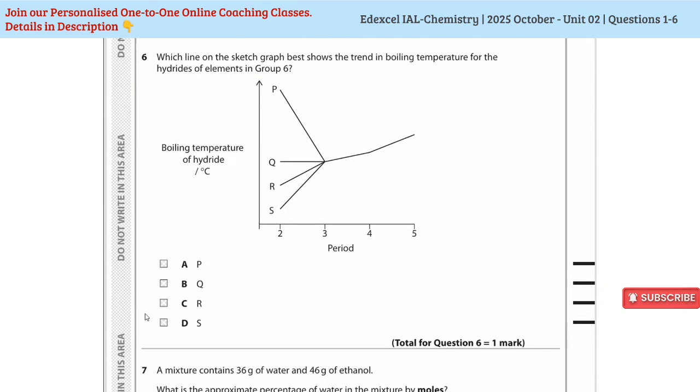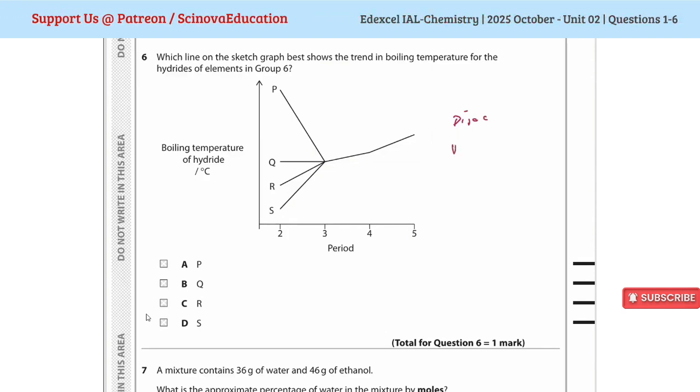Question 6. Which line on the sketch graph best shows the trend in boiling temperature for the hydrides of elements in group 6 when you go down the group? These are dipoles. We can see two types of intermolecular attractions in the hydrides of group 6. That is dipole-dipole interactions and the van der Waals interactions. When it comes to group 6, the van der Waals interactions are more prominent than dipoles.